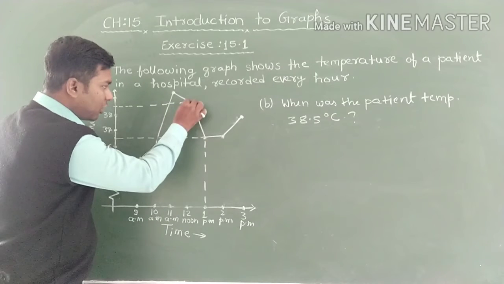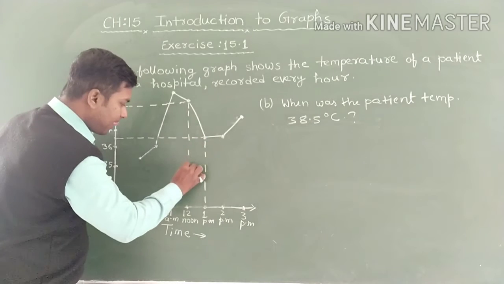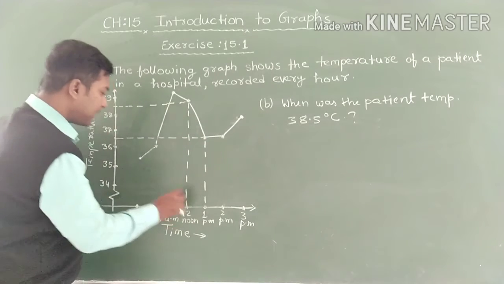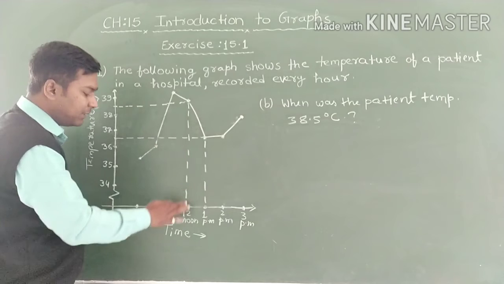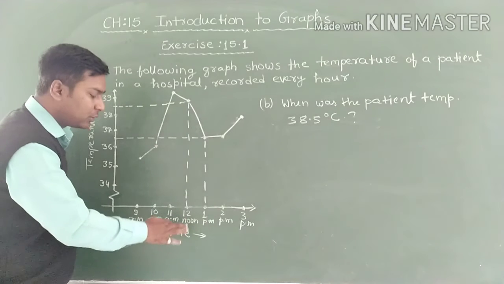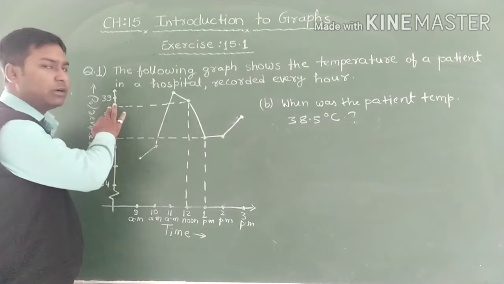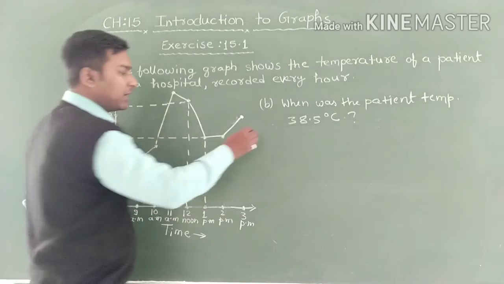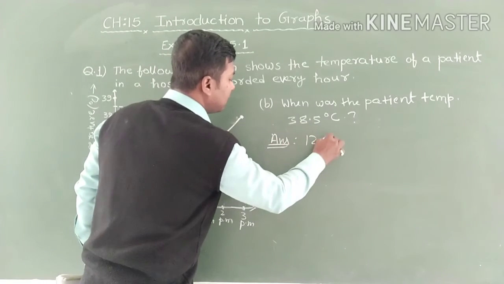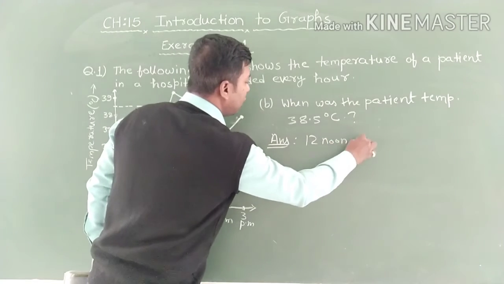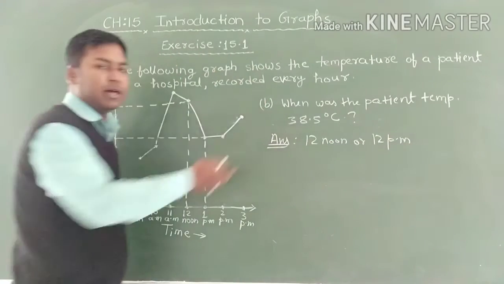Now again, draw a dotted line on the y-axis. Okay, so at 38.5 degrees Celsius, the time will be 12 noon. Okay, so at 12 noon, the temperature of the patient will be 38.5 degrees Celsius. Now we can write the answer: 12 noon or 12 p.m., we can say. Okay, so this will be the answer.